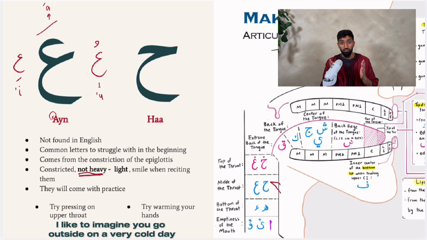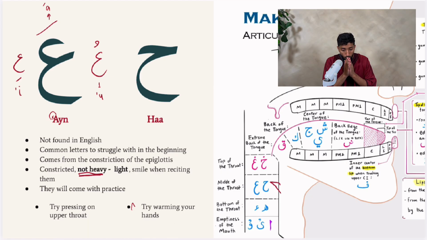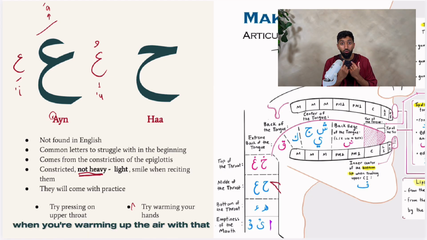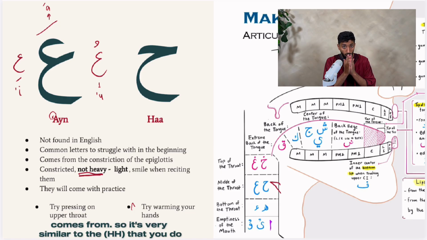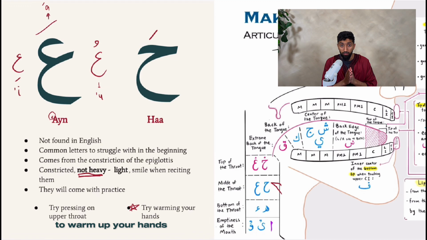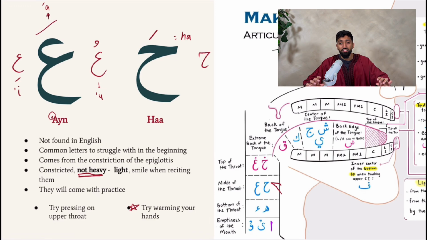For ha, I like to imagine you go outside on a very cold day and you're trying to warm your hands, and you go ha. When you're warming up the air with that by straightening the epiglottis, that's where that sound comes from. So it's very similar to the sound that you do to warm up your hands. Ha, again smiling. Ha fatha is light. Ha kasra. Hi, ha dhamma, hu.